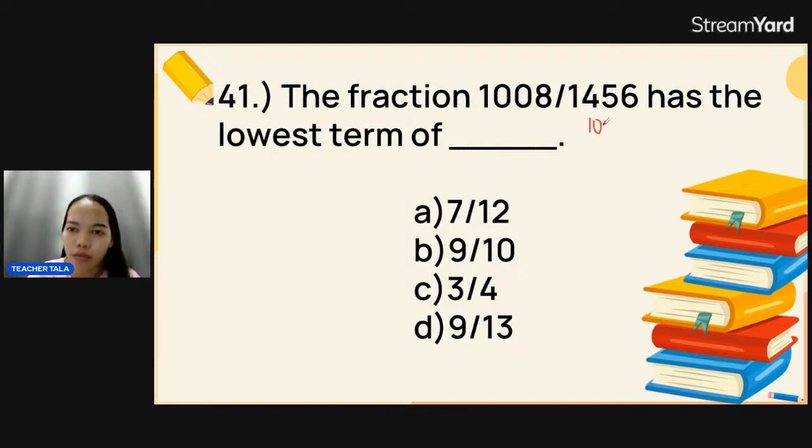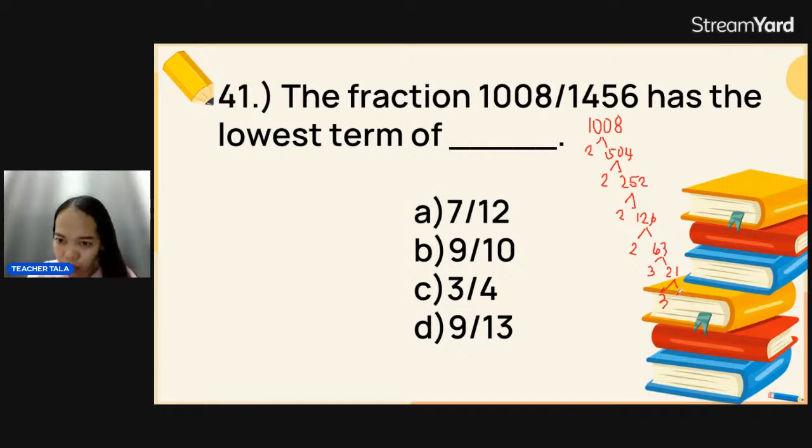So first we have 1008. Let's get their factors. 2 and 504. Next we have 2 again, because it's divisible by 2 since the last digit is even. So that's 2 and 252. Still divisible by 2. That's 126. Divisible by 2. That's 63. Now 63 can't be divided by 2 anymore. Now let's try the 3. 6 plus 3 is 9, so it can be divided by 3. So that's 21. Still divisible by 3. So that's 7. So here are the factors of our 1008. Now let's try the 1456.